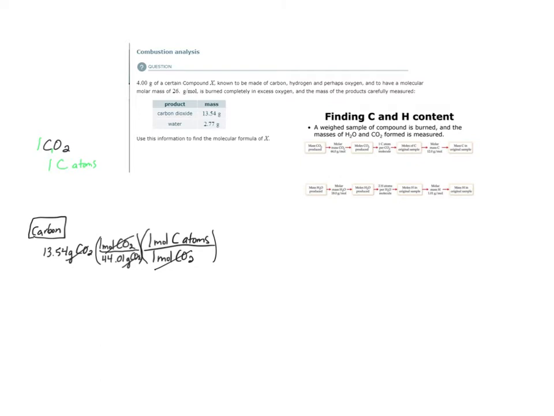I want to go from moles to a mass of carbon. So we need yet one more conversion factor. So let me plug that in. What are we going to use to go from moles to mass? We're going to use molar mass.